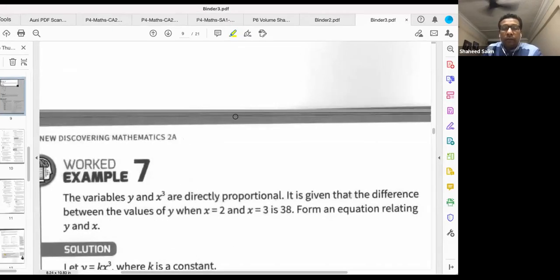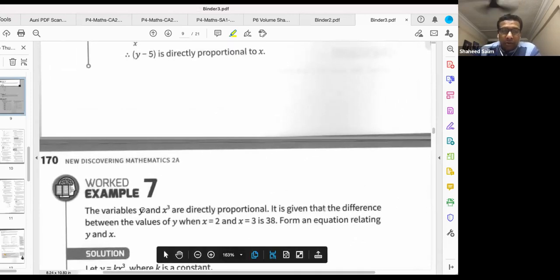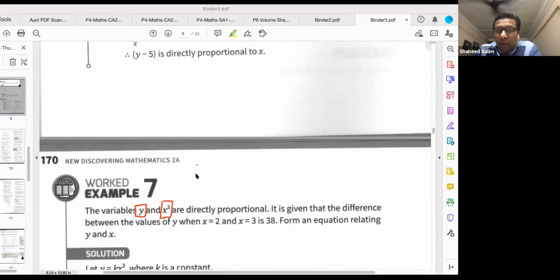Okay, down here. So down here they say there are the variables, y and x to the power of 3. These are directly proportional. So when you say directly proportional, you have two unknowns here. The first unknown is y. What's the second unknown? x cubed. And remember, you need another one called a constant, k. So you can form an equation like that. y equals, remember you must put the k down here, and you put the other unknown, in this case x cubed.